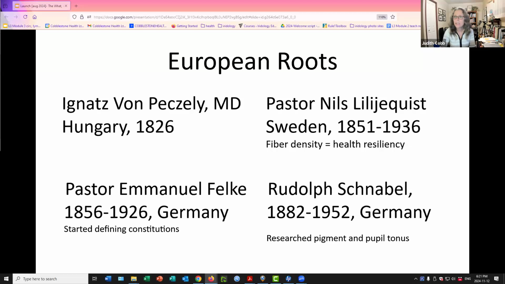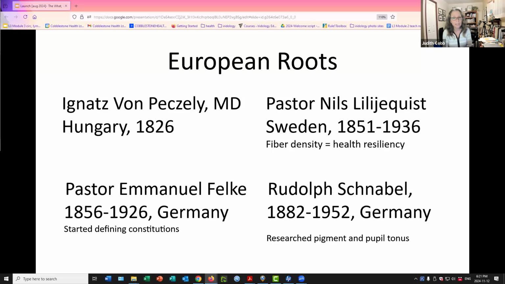Pastor Nils Liljequist was in Sweden, and he came up with the theory that the more fibers we have per square inch, the more threads per square inch we have in an iris, the more resilient our health will be. That has proven to be true. It doesn't guarantee good health, but it means that when that person applies healthy principles that are appropriate, they will typically rebound faster. Their body will respond in positive ways much more quickly.